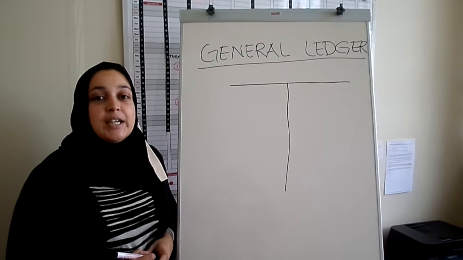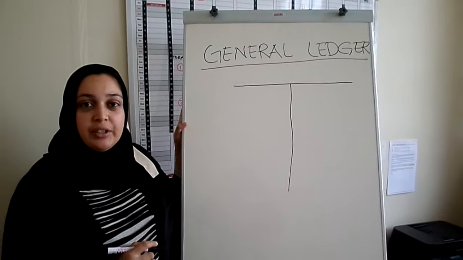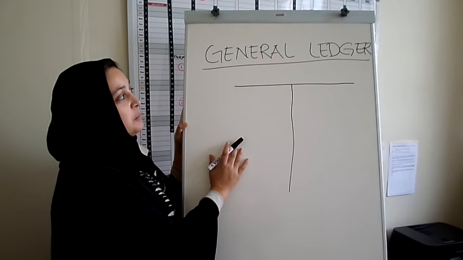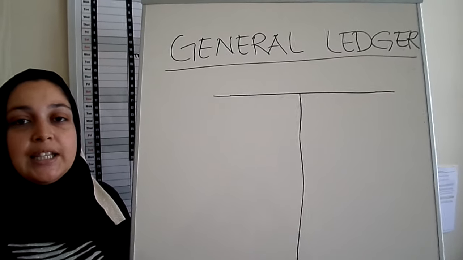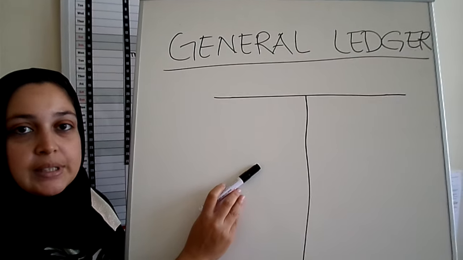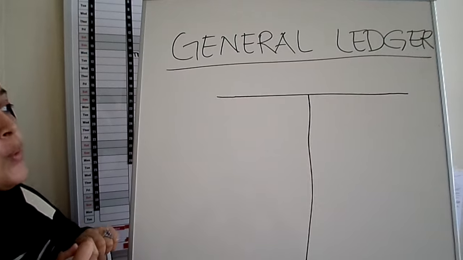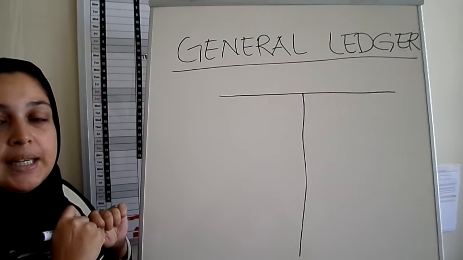Hi guys, today's lesson is about the general ledger. If you look at the board, you'll notice that I've drawn a T. Every ledger account is a T account. What you need to know is which is the debit and the credit side.